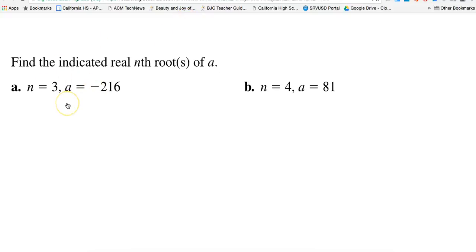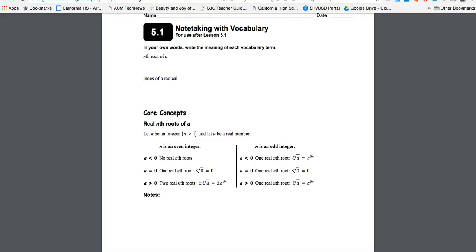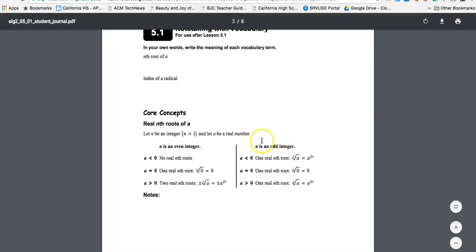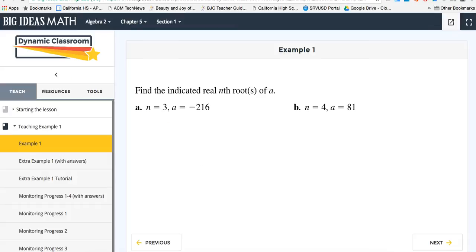So here, we're trying to find the indicated real nth roots of A. If n equals 3 and A equals negative 216, and you go back to our core concepts, n is an odd integer and A is less than 0. So we know we're going to have one real nth root here, and it's just going to be the nth root of A.